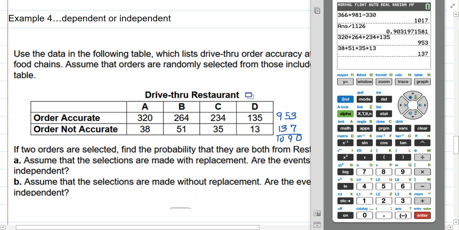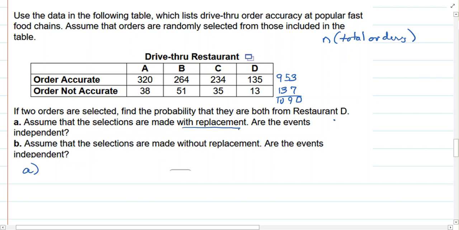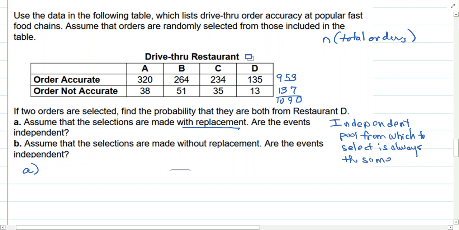All right, so now that we know the total that is in our data set, it says the A section says, assume that the selections are made with replacement. That makes it independent because the pool is always the same. All right, so they're always the same, so we're independent.